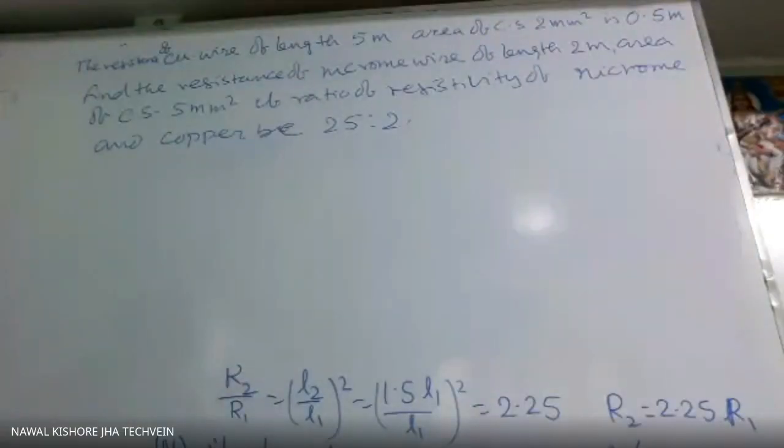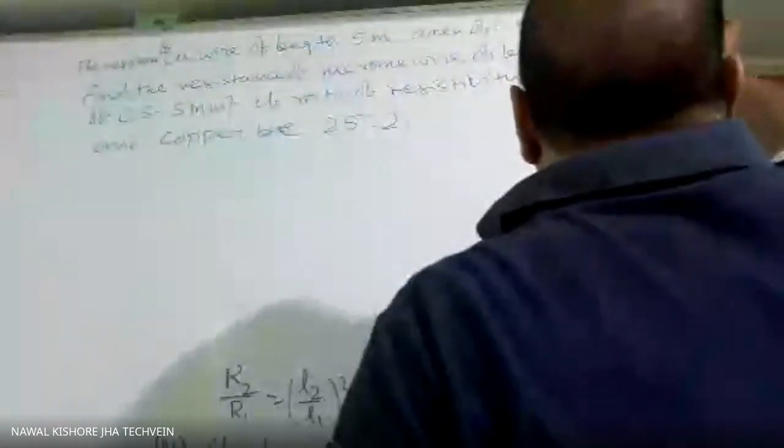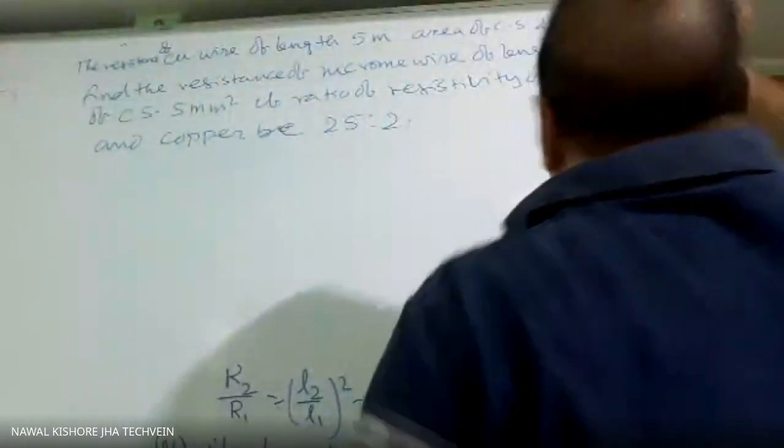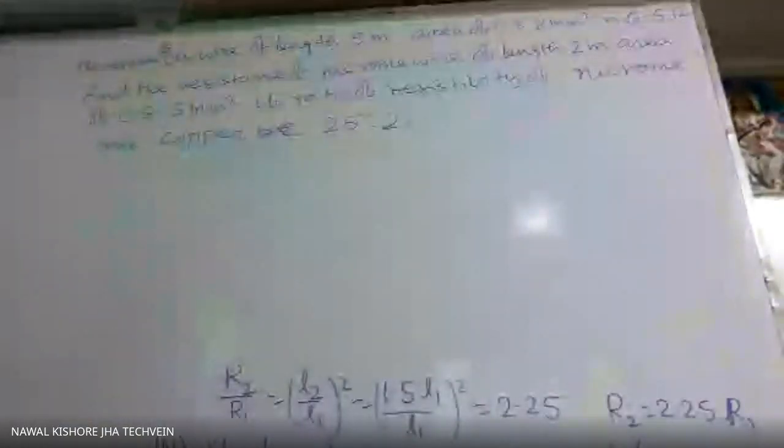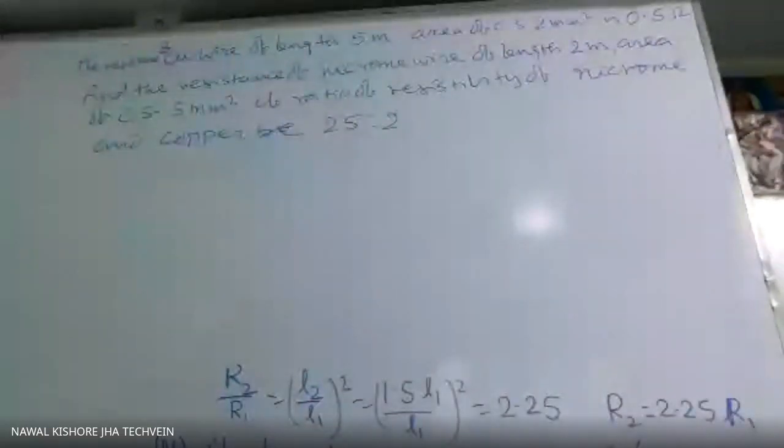Resistance of copper wire of length 5 meter, area of cross section 2 millimeter square is 0.5 ohm, not meter. 0.5 ohm. Find the resistance of nichrome wire of length 2 meter, area of cross section 5 millimeter square, if the ratio of resistivity of nichrome and copper be 25:2.